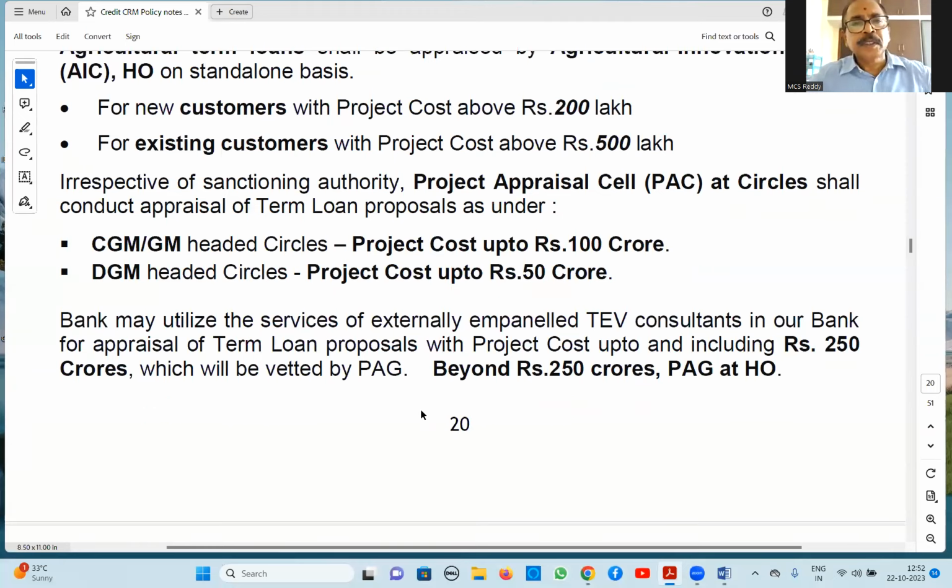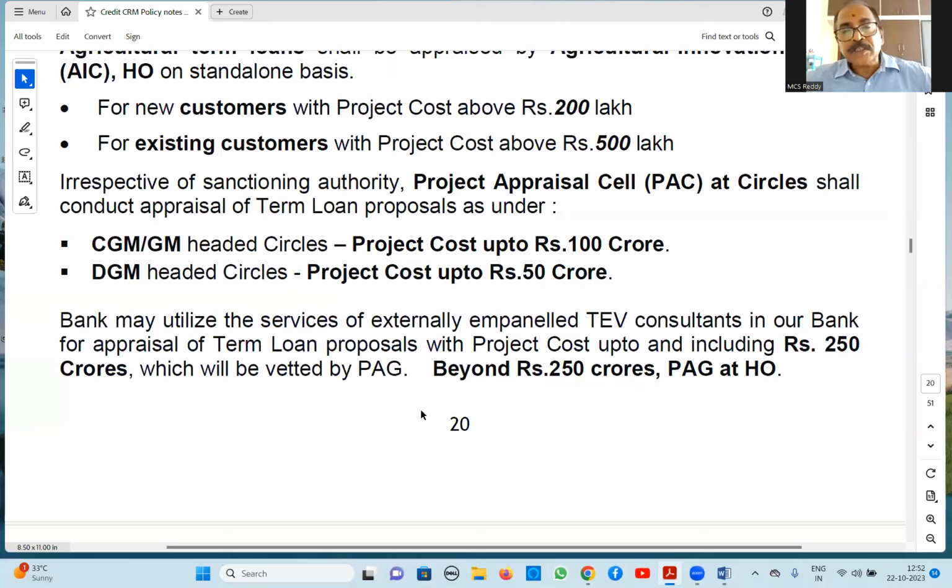Next, irrespective of sanctioning authority, project appraisal cell at circle shall conduct appraisal of term loans as under. Here who has to do? Whether head office has to do or circle office has to do. This is the question. CGM or GM headed circles, project cost up to 100 crores, PAC will do, beyond that PAG. DGM headed circles, project cost up to 50 crores, circle will do, beyond that head office, PAG.